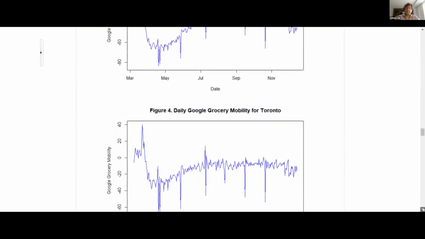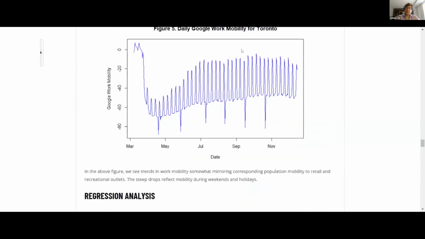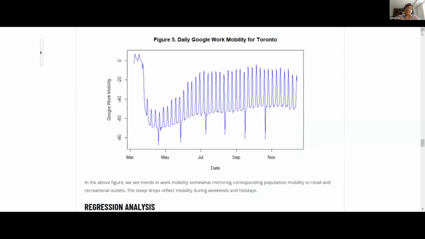Now, with grocery mobility, and the spikes are weekends, what's interesting is that relative to retail mobility, grocery mobility stayed relatively constant in 2020 towards the latter part. That's to be expected because groceries and pharmacies are necessities. Irrespective of whether cases are going up, you have to go to the grocery store to get food. And this is very spiky because it's work mobility, it's holidays and weekends. But if you look at a trend, you see there's an increasing trend, more people going to work and staying at work.